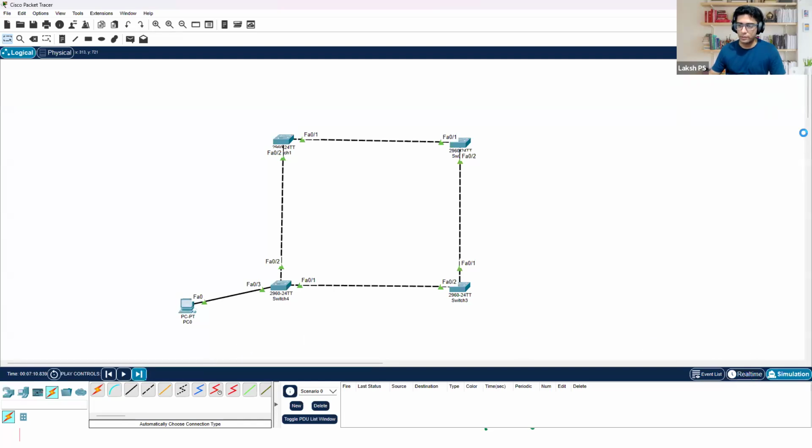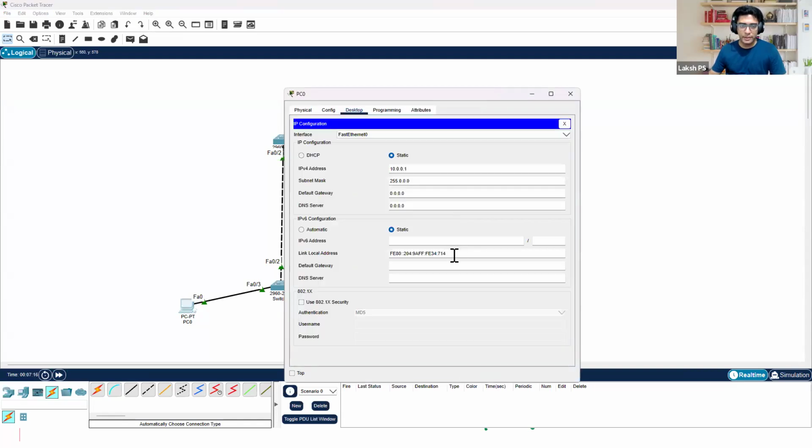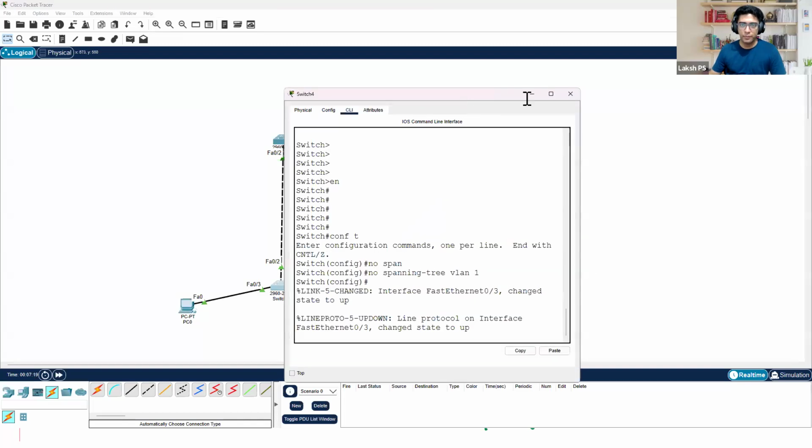I cannot show you in the simulation mode. However, right now you can see these triangles are blinking. Now let's check the MAC address of this PC. The MAC address of this PC ends with 714. Let's open the MAC address table of switch number 4.